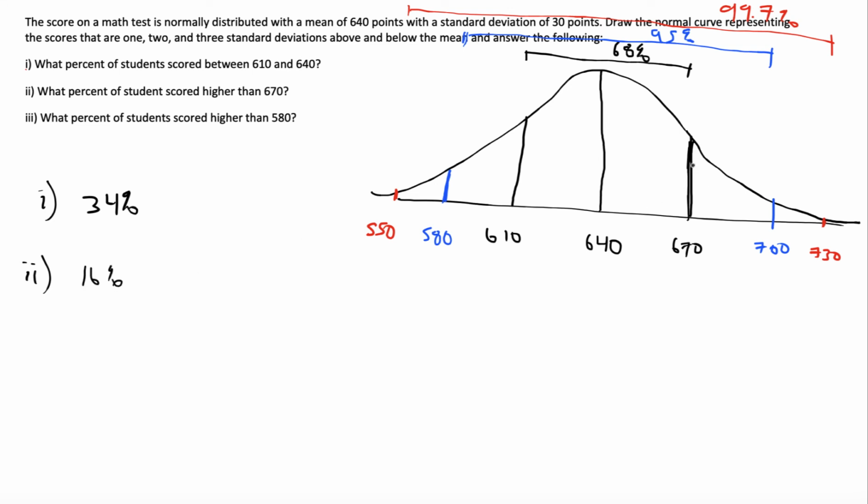And what about the last part here? What percent of students scored higher than 580? Well, the 580 mark is right here, and similarly, we want the percentage that is higher than that. We can use this middle 95%. From here to here, these blue lines, that's the middle 95%. So we know that this part here is going to be 2.5%. So there's 2.5% that scored less than 580, which means that 100 minus 2.5 is 97.5. So that is the percentage of students who scored higher than 580.